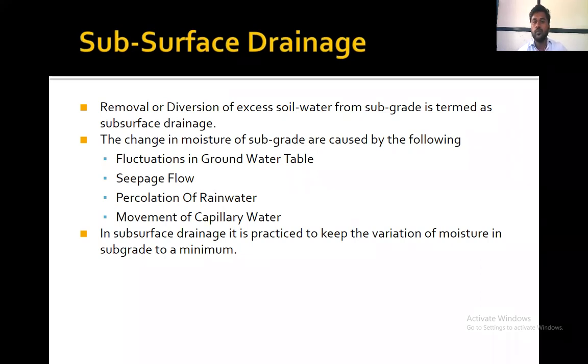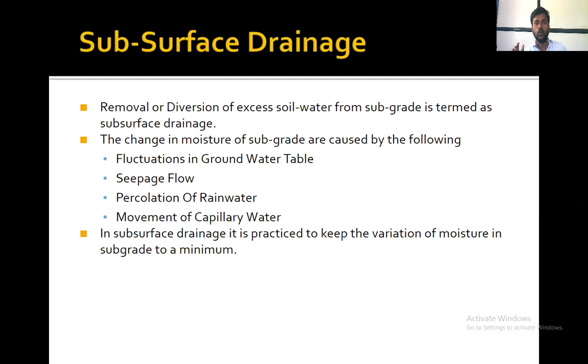Okay, and this is provided for what? For removal or the diversion of the excess soil water from the subgrade. It is termed as the subsurface drainage. This is mainly an important factor for minimizing the moisture content in the subsoil, that is, the subgrade soil.